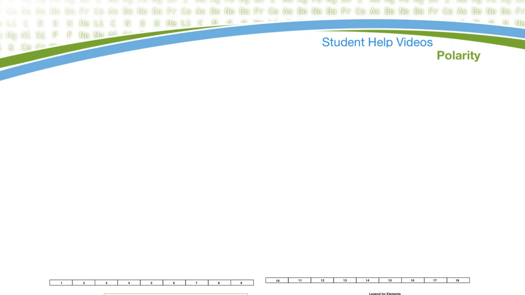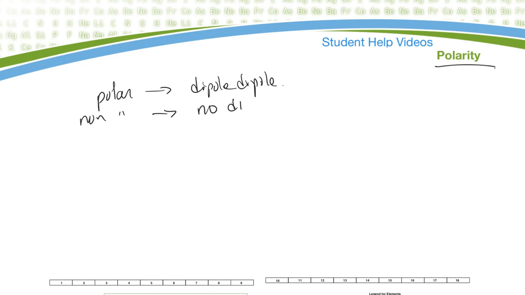Okay, just a quick video to talk about things that are polar or non-polar. If something is polar, it means that they will have dipole forces to some extent. If things are non-polar, then there will be no dipole forces. So it's important to know whether something's polar or non-polar. Okay, so for example, let's look at methane.